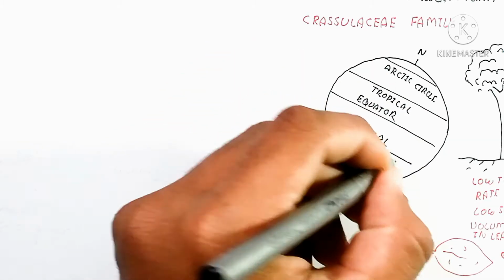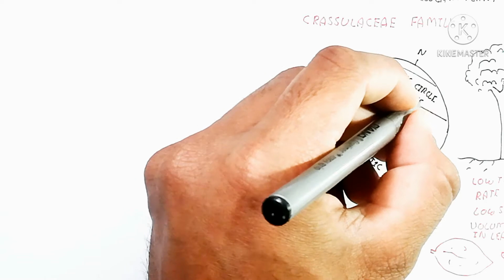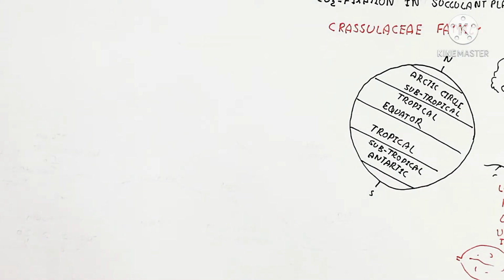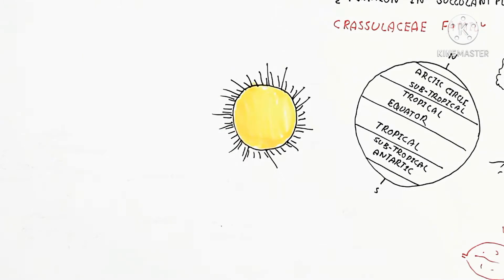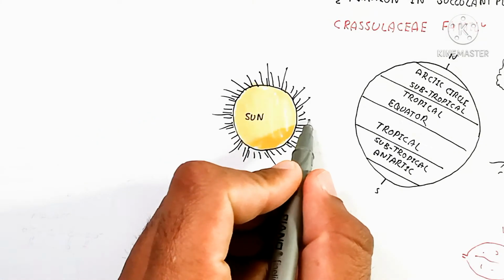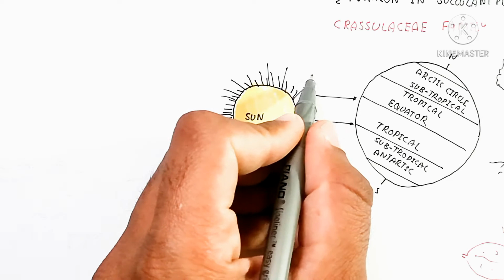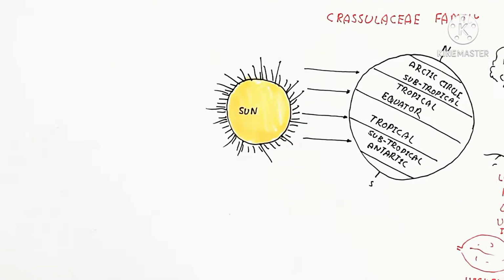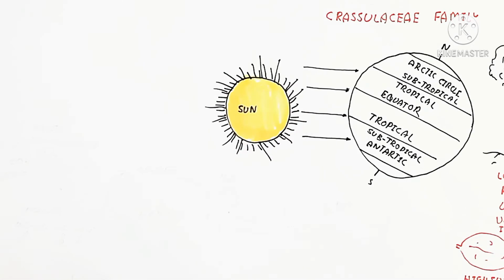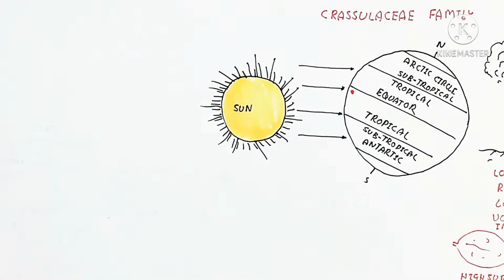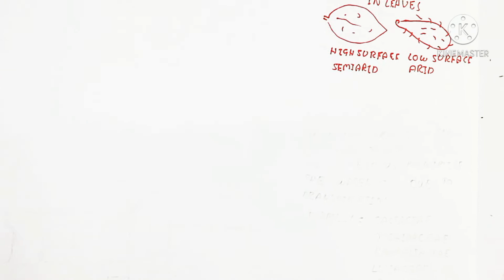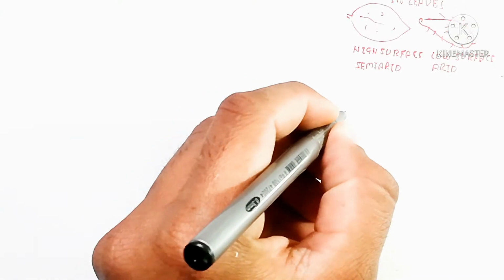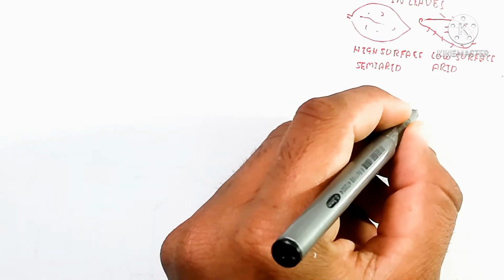Here I draw the earth, which contains the arctic, polar and subpolar regions, tropical and subtropical regions, as well as the equator. For example, near the equator the light falls at a 90-degree angle, so that's why the light is too much. It means the prevention of stomata opening is necessary to prevent loss of water.